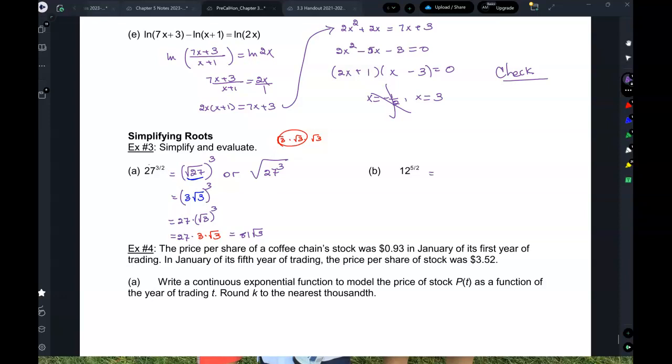Okay, this one is the square root of 12 to the power of 5. Okay, root 12 is 2 root 3 to the power of 5. And this gets distributed to both. So 2 to the 5 is 32. Okay, root 3 to the power of 5. You've got 5 of them, right? Each 2 gives you a 3. So 3 times 3, 9 times a root 3.